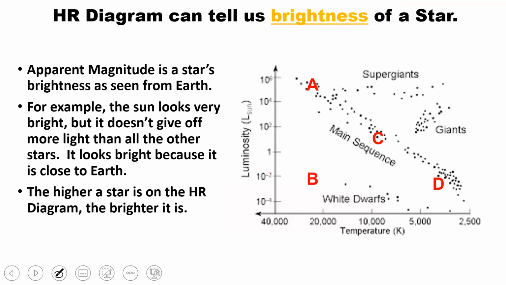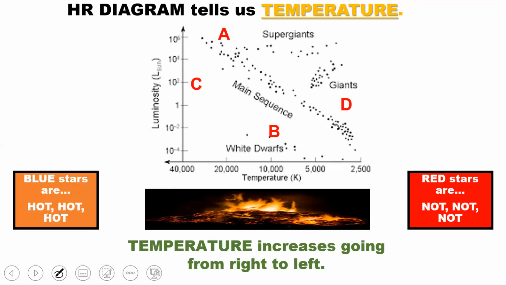So let's take a look. Which star is going to be the hottest on this graph? A, C, B, or D? C is going to be the hottest. Why is it going to be the hottest? No, it has nothing to do with color. 40,000. Okay. 40,000. Which star is going to be the coolest? 1,000. And it's all the way to the right. Very good job.